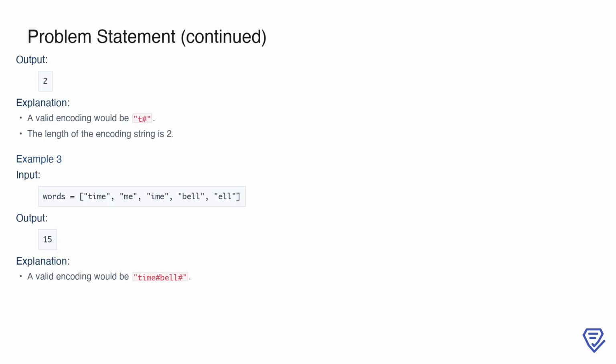Now, consider a simpler example. If the input list contains only the word t, the shortest valid encoding would be t#. Since there's only one word, no overlaps are possible, and we simply encode the word followed by the hash symbol. The total length of the encoding string in this case is 2. This highlights that when there's only one word, the encoding is straightforward and minimal.